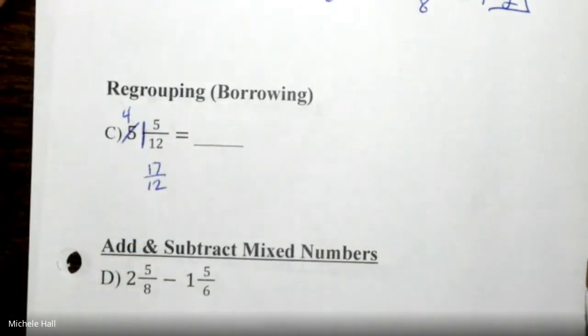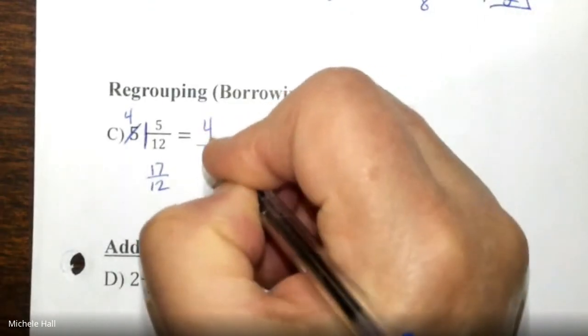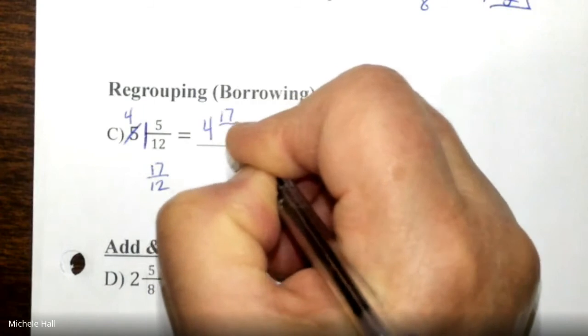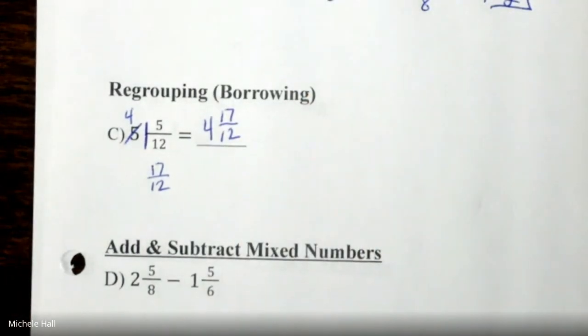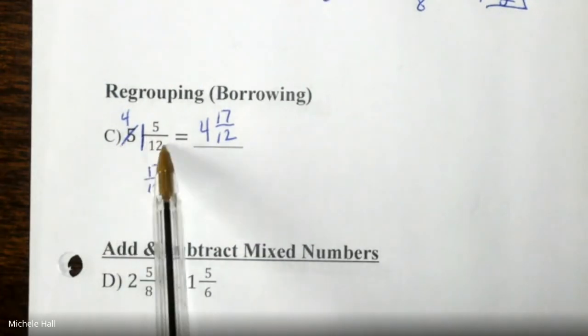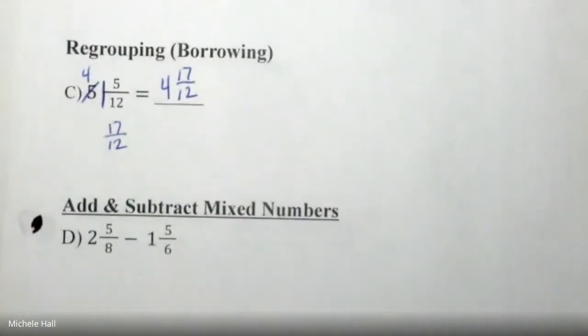So what's my final answer here? It's 4 whole ones, 4 and 17/12. And then I can subtract fractions when I have something like that. So that was just about borrowing. How do we borrow? Borrow from the whole number, put it with the fraction, change it to an improper fraction. Let's see that in action.